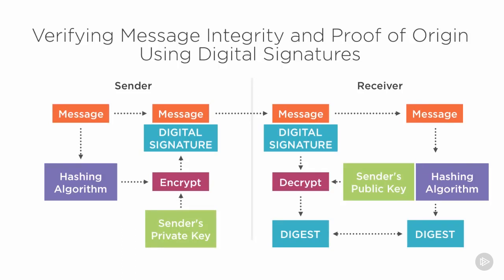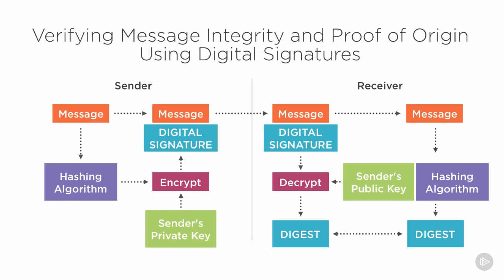We can see that here. We take the message, hash it just like we did before. But now we encrypt the hash with the sender's private key. When I encrypt a hash with a sender's private key, that creates what's known as a digital signature. The digital signature is appended to the message.